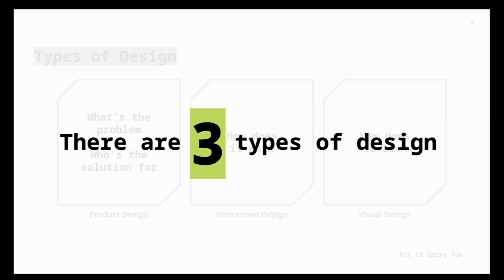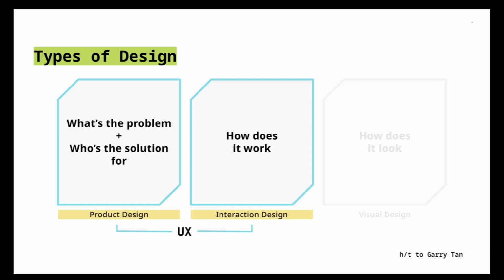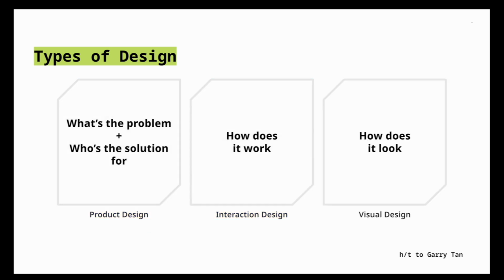There are, at a high level, three types of design, and maybe there are even more, but for our purposes, there are three types of design. There's product design, and that's what the problem is, who's the solution for. There's interaction design, how does it work, what does it do? And there's visual design, how it looks. And in this talk, I'm going to cover the first two, what I would call UX. That's product design, interaction design. Visual design, how it looks, is very important. You should build experiences that are great, but it's not my area of expertise with the background in product.